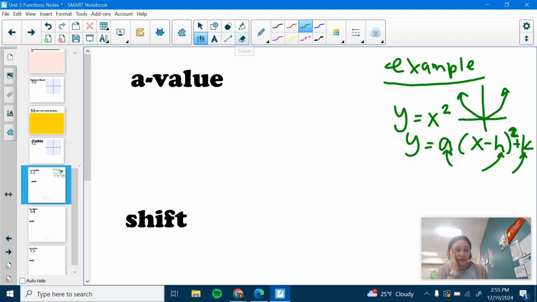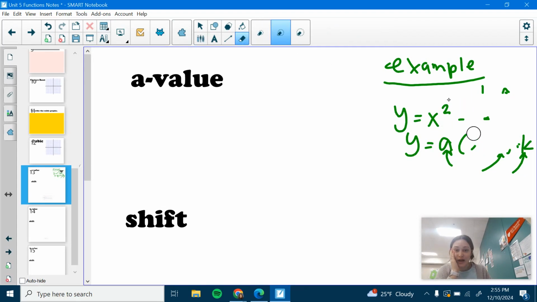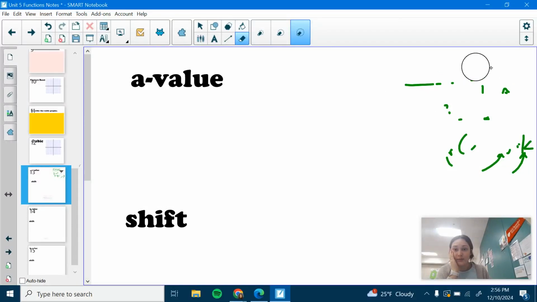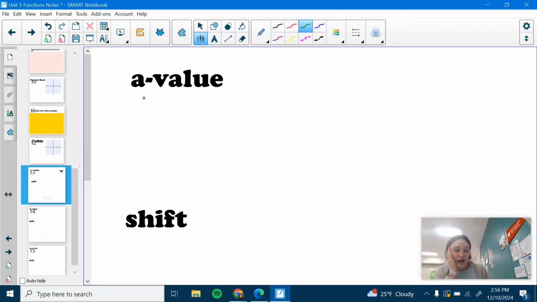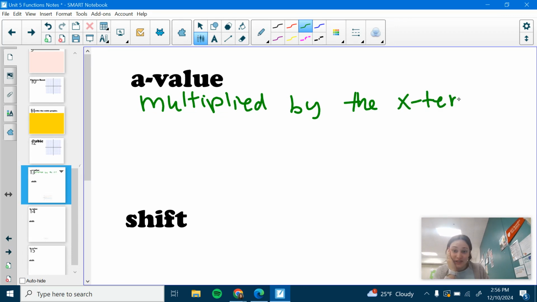So I'm going to erase this so it's not in our way. Let's get ourselves a bigger eraser here. Okay, so the first value that we're going to talk about is our a value. And our a value is always multiplied by the x term. Now that's not just the variable x, but whatever pieces are with x, okay? And we are multiplying. Now sometimes you might not know it's multiplying because it's next to a grouping, like a parentheses or a square root sign or absolute value bars. Those all group things together, okay?